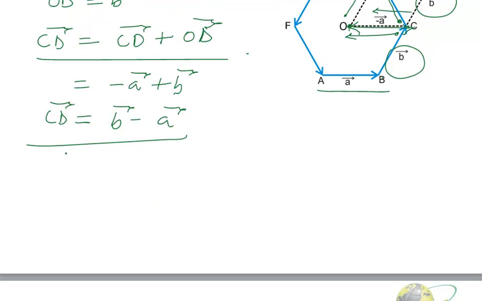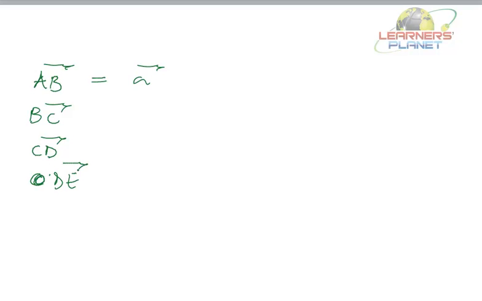Now from this we have to find out all the 6 vectors. So I will make one table. Vector AB is given as A, then BC, CD, then DE and EF, and finally FA. So these are the 6 vectors that we are supposed to write.